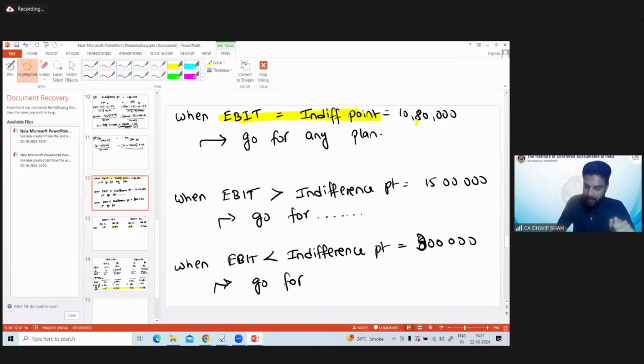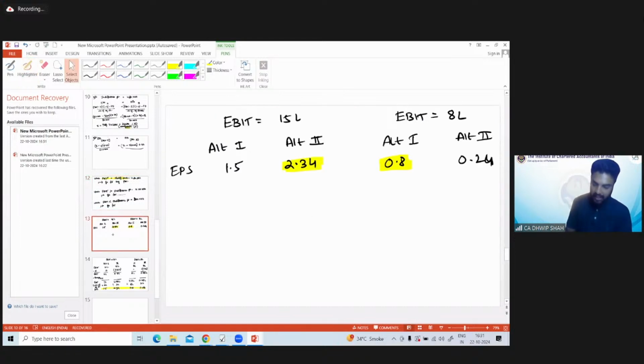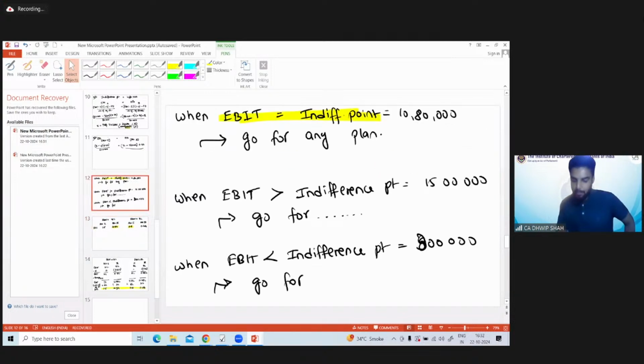When my EBIT is greater than the indifference point, which was scenario 1, my EBIT is 15 lakh and my indifference point is 10,80,000, then go for that plan which has more debt.